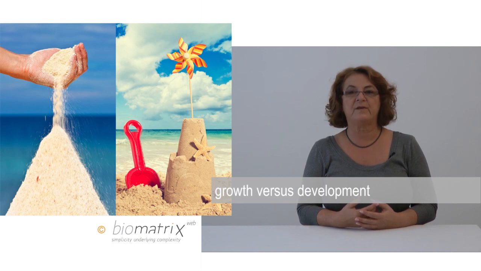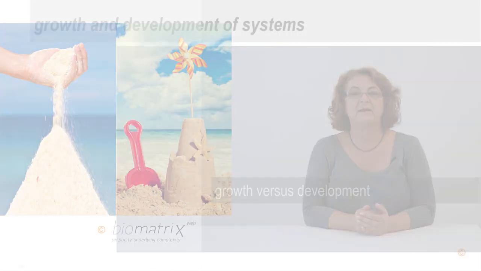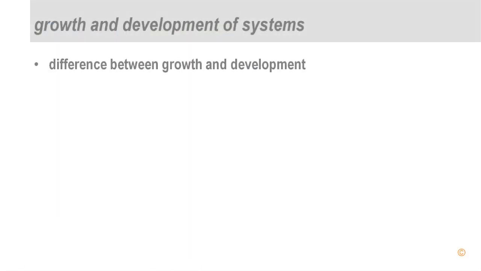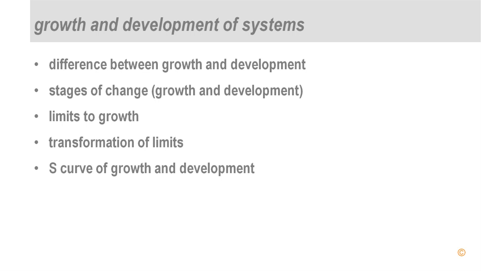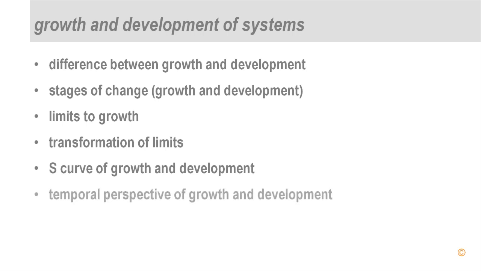We look now at growth and development of systems. First, we look at the difference between the concept of growth and the concept of development. Then we look at stages of change, stages of growth and development. We discuss limits to growth, and how to transform limits to growth through development. Then we discuss the role of S-curves and how to manage the S-curves of growth and development, and we also look at the temporal perspective of growth and development.